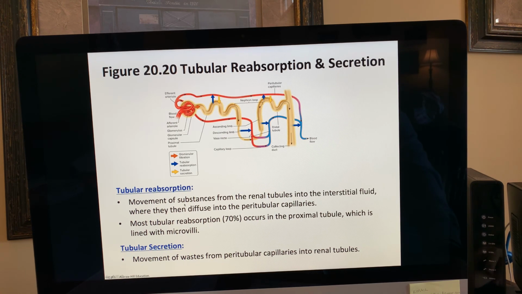Most of the tubular reabsorption occurs in the proximal tubule. Some of it occurs in the distal tubule. Tubular secretion means substances that were not removed in enough volume in the filtration, and you want to get rid of more of them. That means you're pumping them the opposite direction from the peritubular capillaries and into the proximal or the distal tubular system, where they then are relieved from the body through the urine.